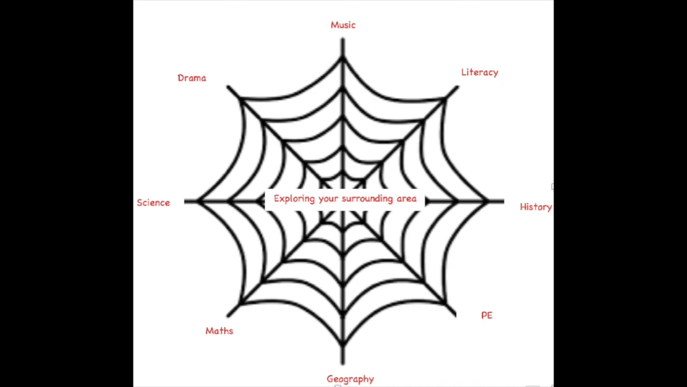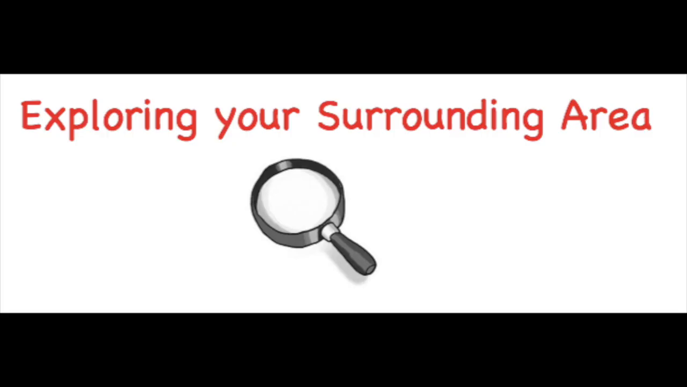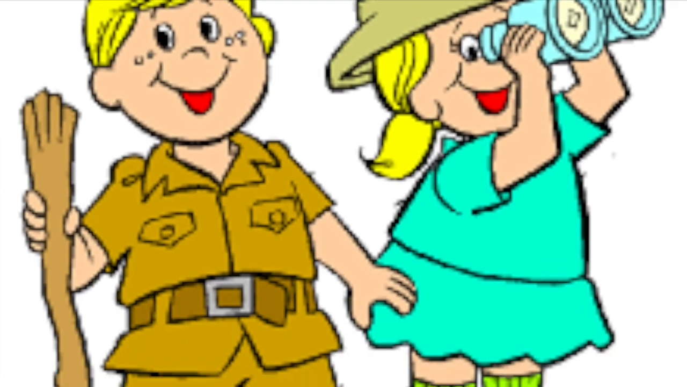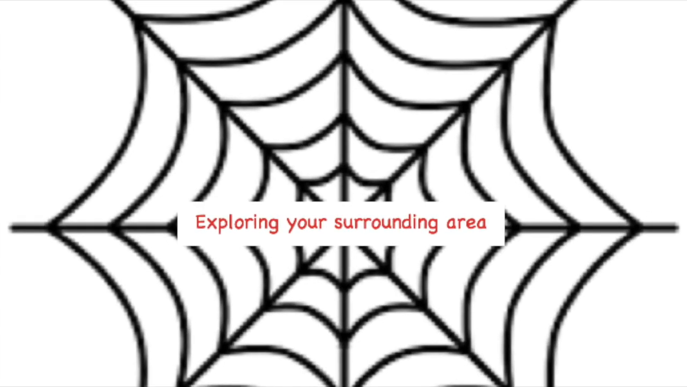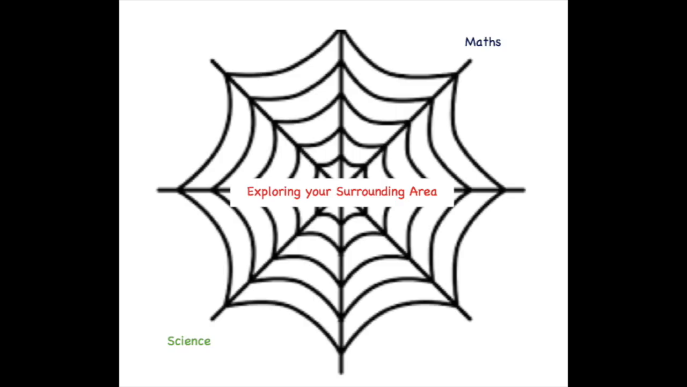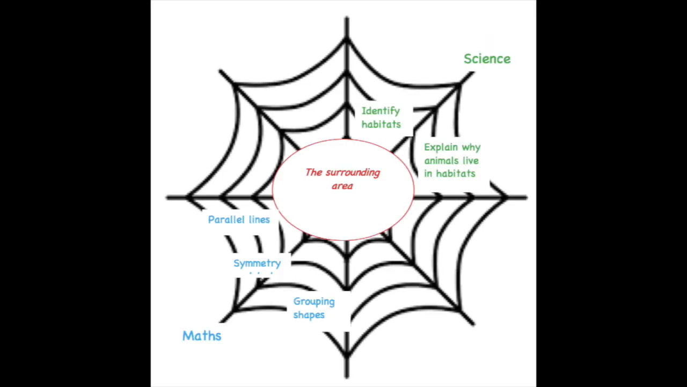in the national curriculum. The theme will be exploring your surrounding area. Year 2 children will be explorers. Unearthing and answering questions relating to the depth and breadth of the theme across maths and science curricula. 2 of the 3 core subjects.